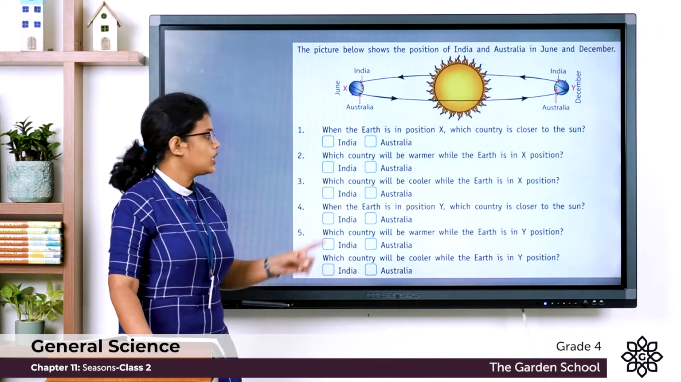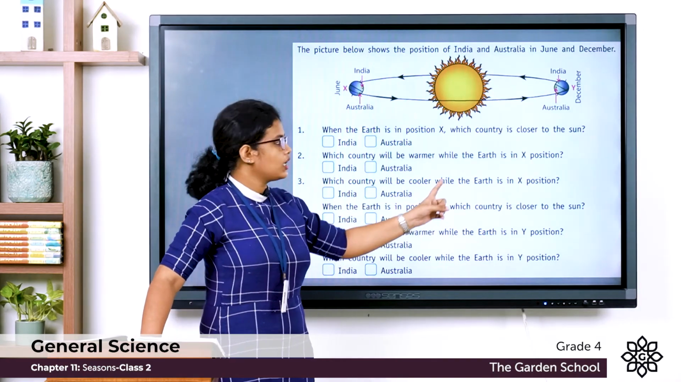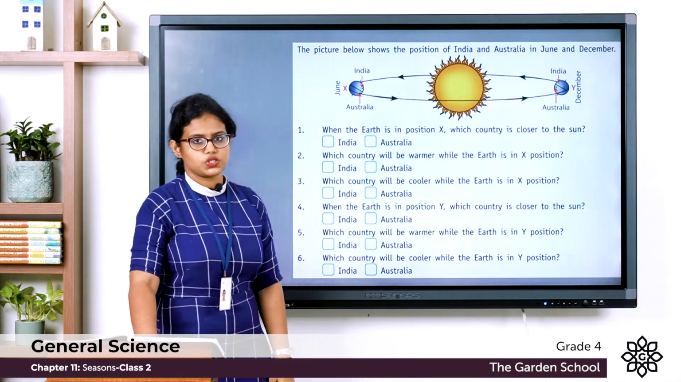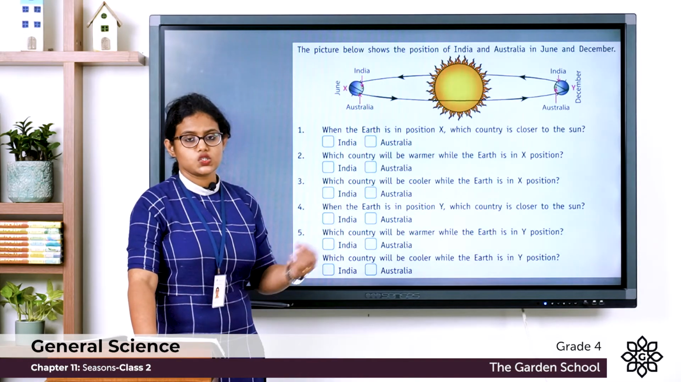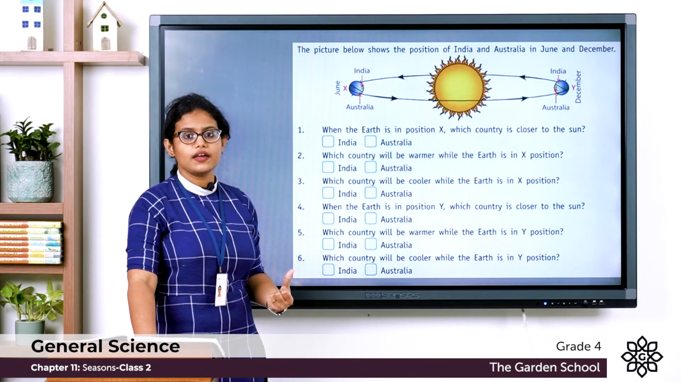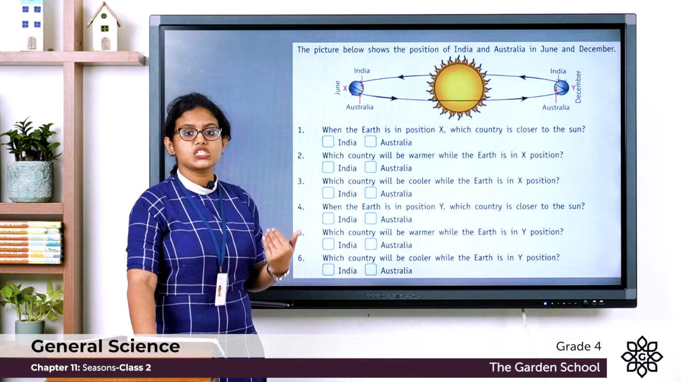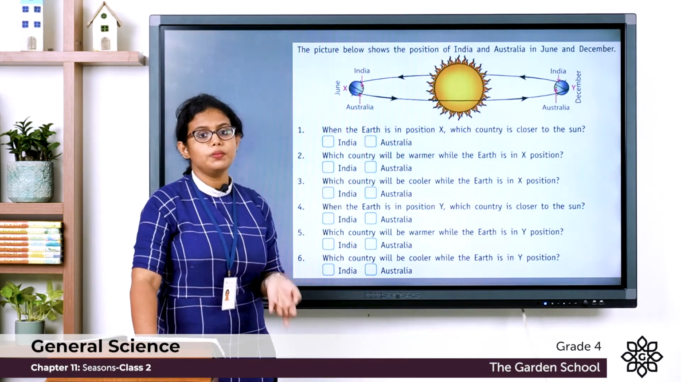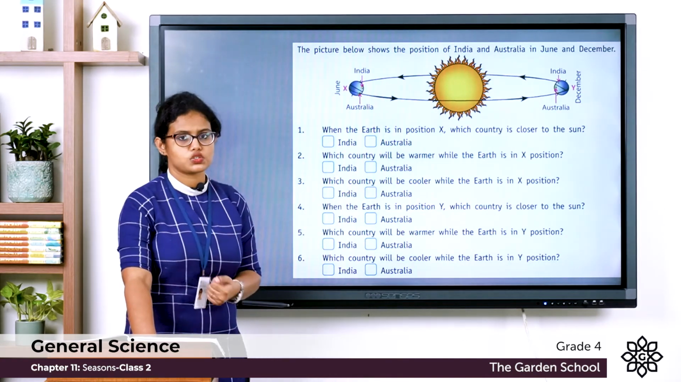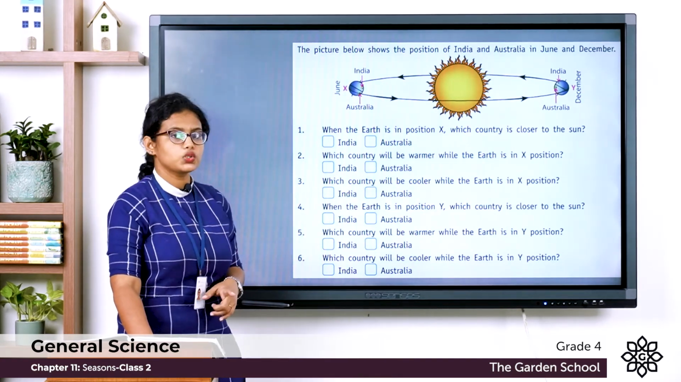See the third one. Which country will be cooler while the earth is in X position? So which part? Then it will be Australia. So Australia will be slightly away from the sun. So it receives less light and heat. So that country will be cooler. So tick Australia. See the fourth one.